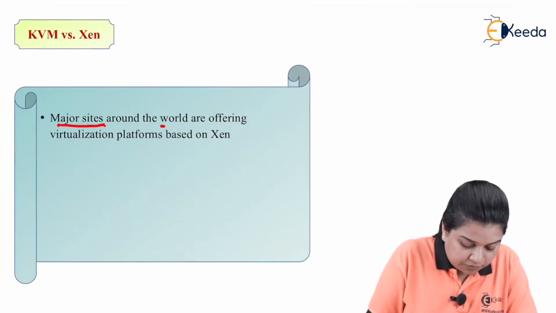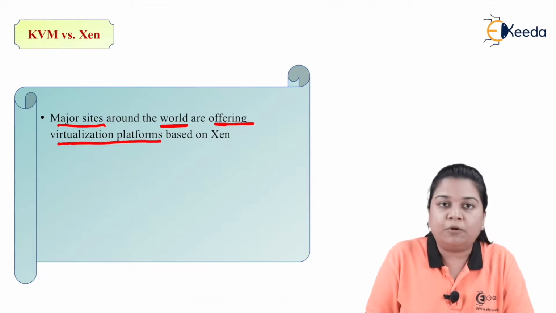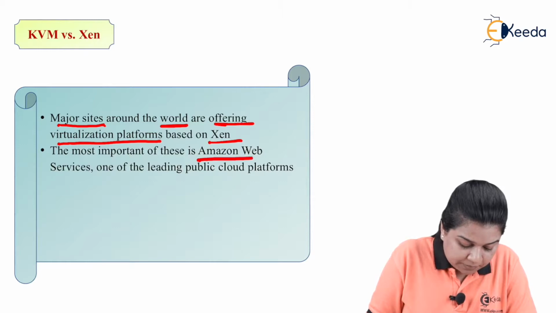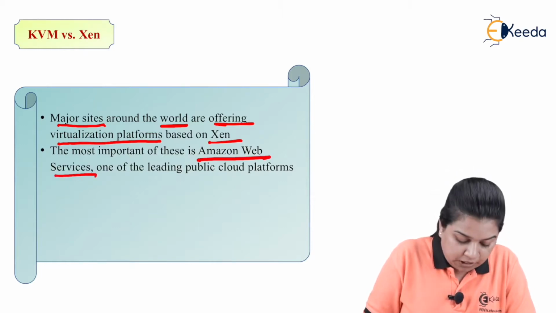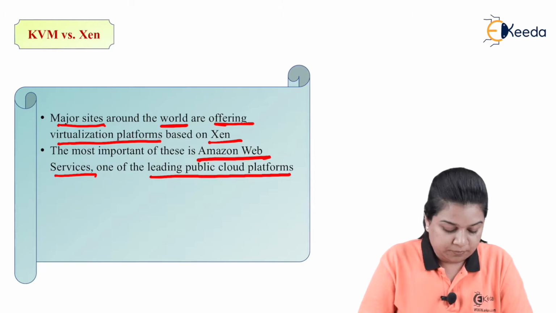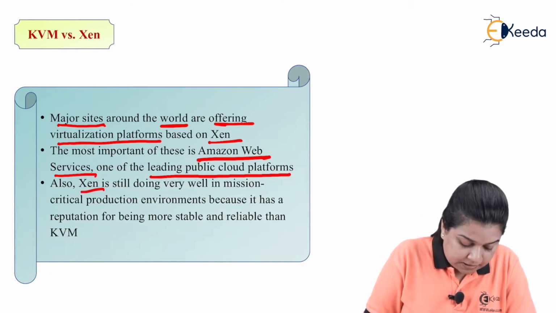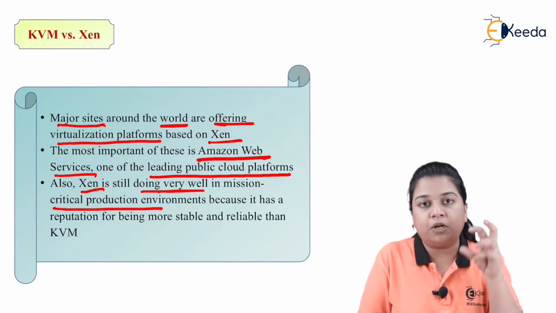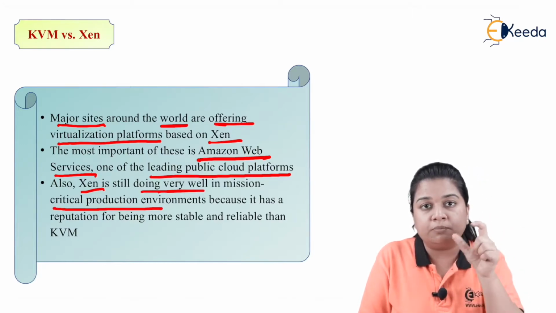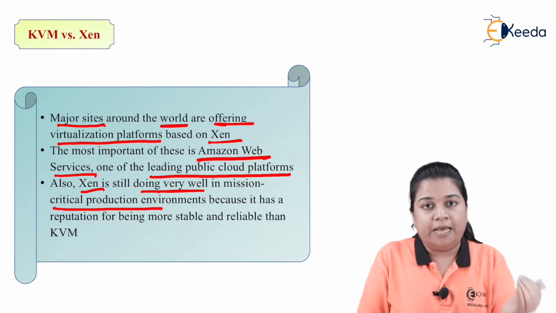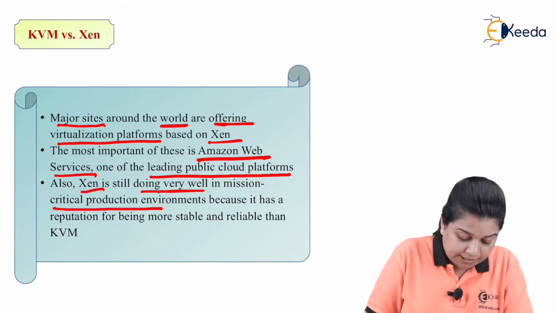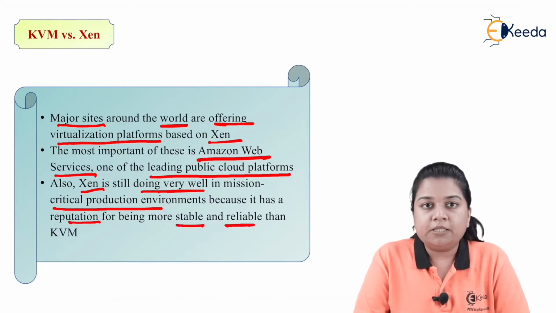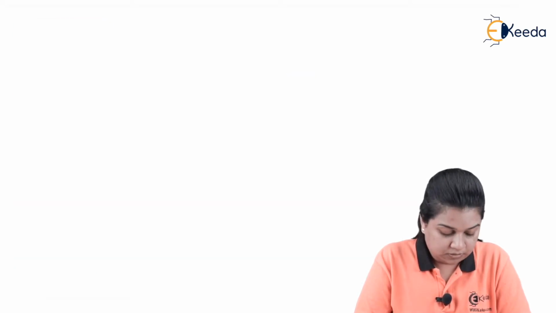Major sites around the world are offering virtualization platforms based on Xen. The most important of these is Amazon Web Services, one of the leading public cloud platforms. Also, Xen is still doing very well in mission critical production environments, because it has a reputation for being more stable and reliable than KVM, the kernel-based virtual machine.